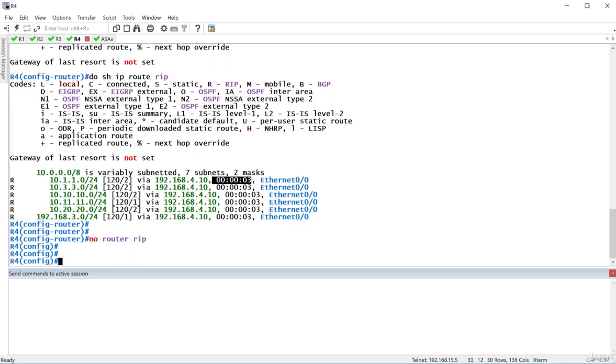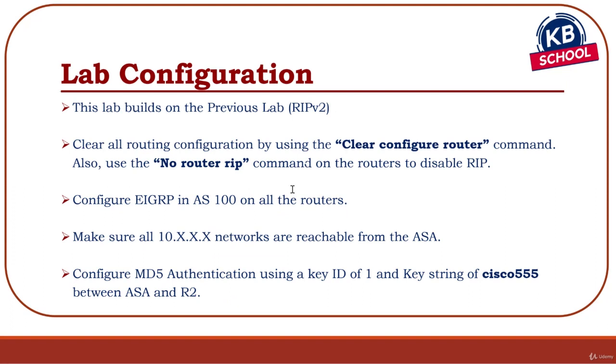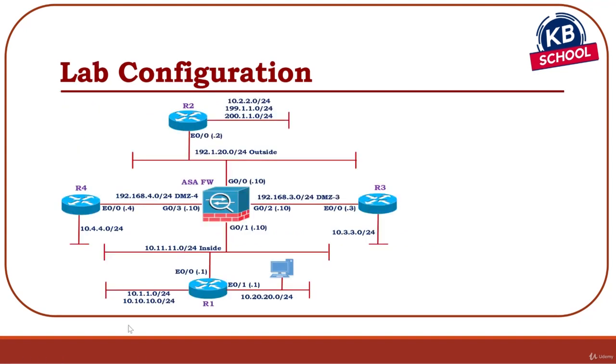So now my objective, once I clear configure router, and also use the no router RIP command on the routers to disable RIP, we've done that. Configure EIGRP in AS 100 on all the routers. Make sure all the 10.x networks are reachable from the ASA. We'll get this up and running, and then we'll do the MD5 authentication with a key ID of 1, key string of Cisco 555 between ASA and router 2. So let's go ahead and get the routers up and running first.